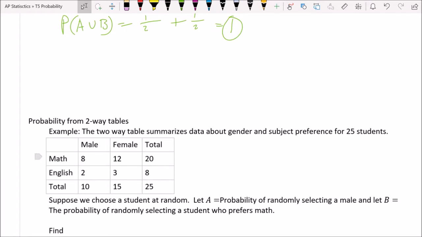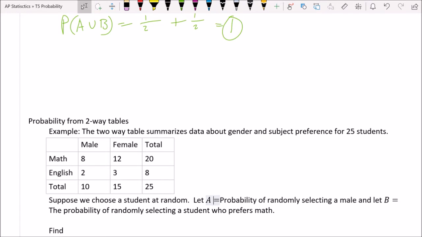And I just have to make a note of, obviously, more people prefer math than English. I mean, as if you didn't already know. Come on. So we're going to choose a student at random out of these 25, and we're going to let A be the probability of randomly selecting a male, and B is going to be the probability of randomly selecting a student who prefers math.